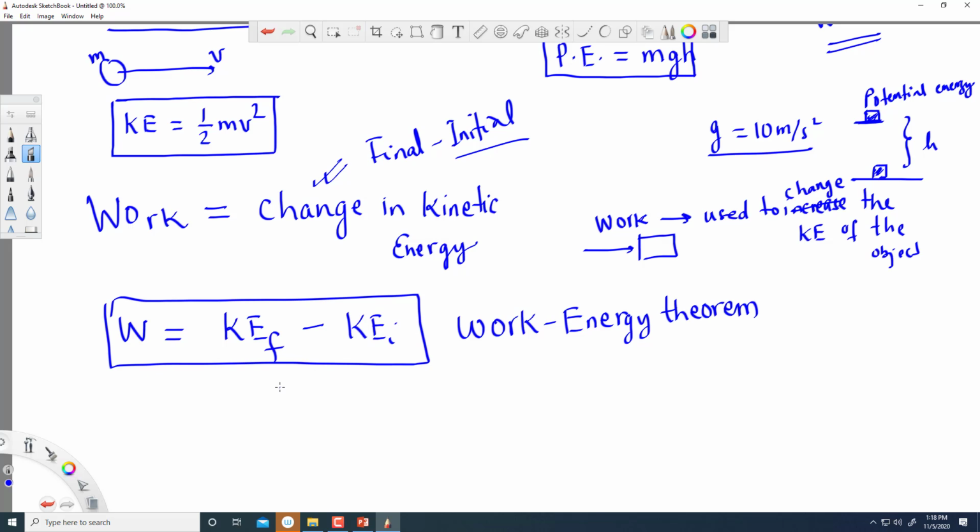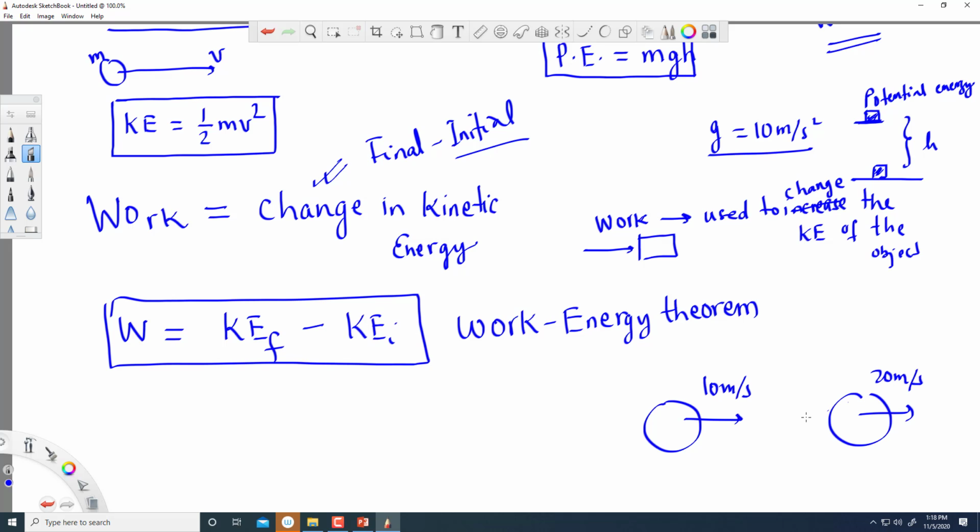So let's look at number 7. We haven't done 5 and 6. We'll go back to number 5 and 6 in a while, but let's first see number 7. It is asking how much work is needed to change the speed of a 2 kilogram object from 10 meters per second to 20 meters per second. You have an object moving at 10 meters per second, and you want to change it to 20 meters per second.